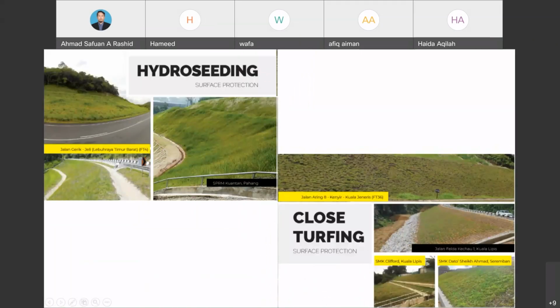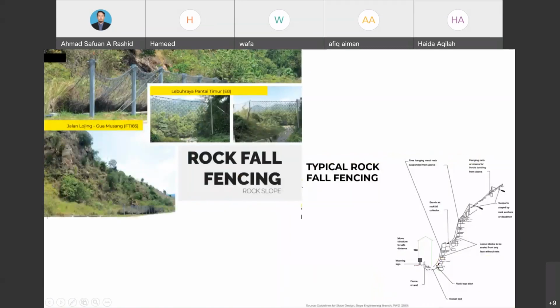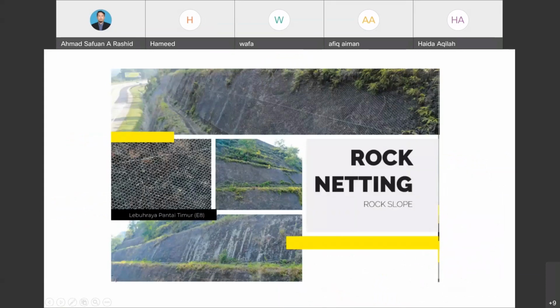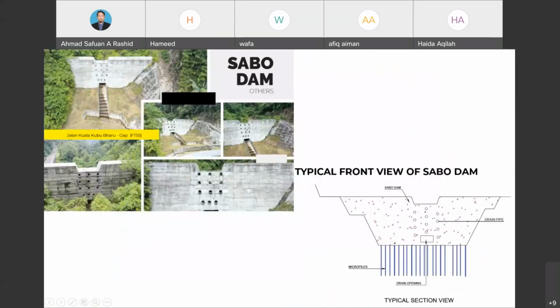This is for more on good methods, which are hydroseeding and close turfing. This is for the rock area: rock fencing, rock bolt, then we have rock netting. This is a sabo dam. This is another method.